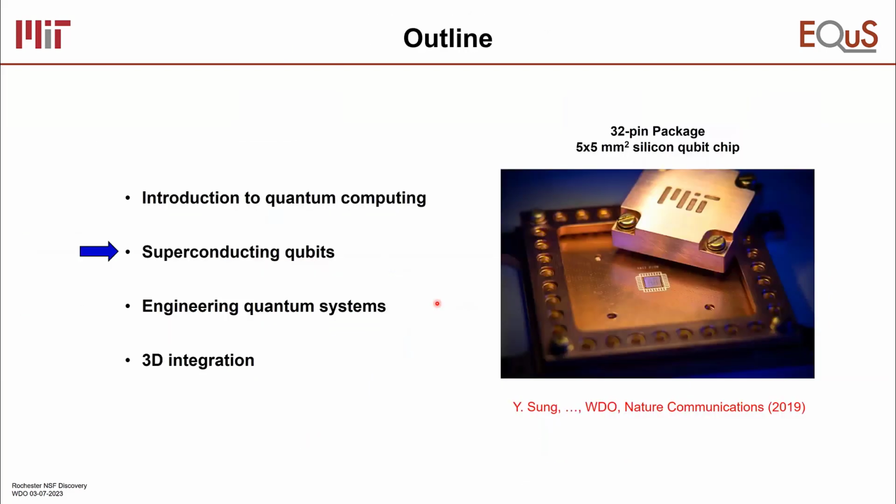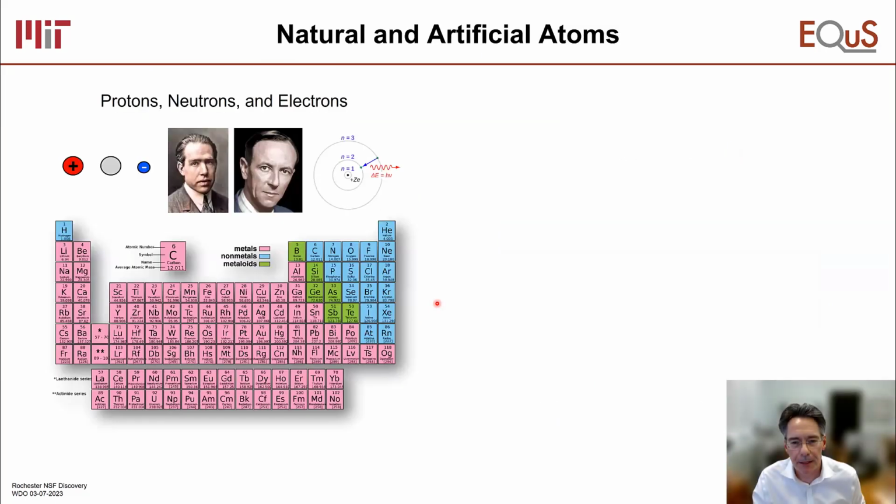Okay, so with that, let me tell you a bit about superconducting qubits. That's my own research area. We often call superconducting qubits artificial atoms, by analogy, of course, to the natural atoms that we have in our periodic table here. One way to think of these is that natural atoms are built from protons, neutrons, and electrons together in a Bohr-type model. And depending on the number of electrons, neutrons, and protons, you have different elements that have different properties.